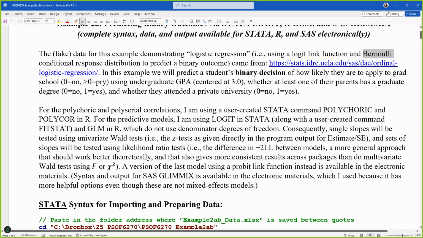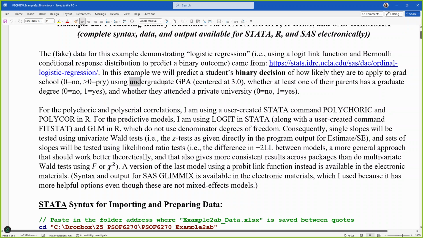We're predicting in this example whether or not a student has decided they want to apply to grad school. 0 is no. Greater than 0 is "pry." This is shorthand Midwestern slang for probably. Yeah, I'll probably go to grad school. We'll see.